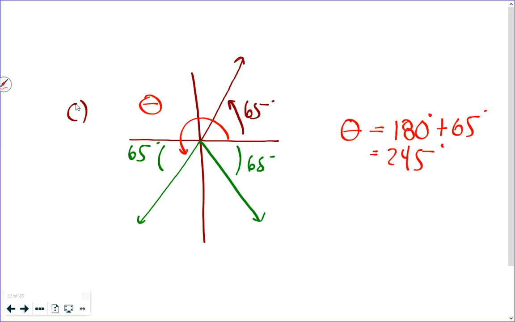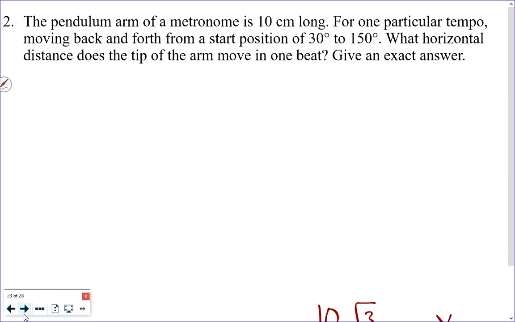All right. So now the remainder of the examples are things that you could have done last year in grade 10. They're grade 10 questions with a little twist. So let's take a look at the first question. The pendulum of an arm of a metronome is just something that you use in music to keep time. It's like a pendulum on a spring that goes back and forth regularly. The length of the arm is 10 centimeters, and it's moving back and forth from a position of 30 degrees as a rotation angle to 150 degrees. So let's sketch that.